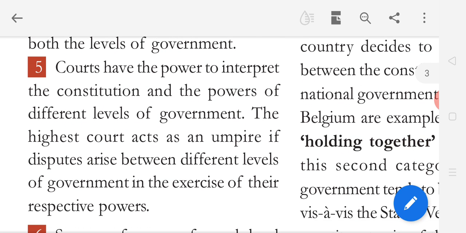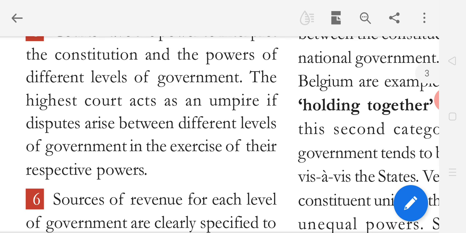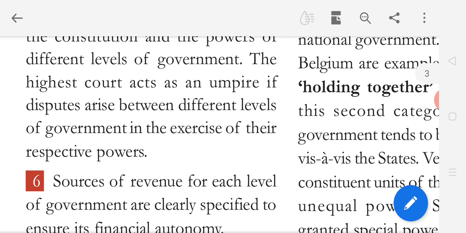Courts have the power to interpret. Here interpret means explain. The judiciary has the power to explain the Constitution and the powers of the different levels of government. The highest court acts as an umpire if disputes arise between different levels of government in the exercise of their respective powers. So the judiciary, the court system, plays an important role as an umpire. If conflicts are created between different levels of government, they are solved by the judiciary.